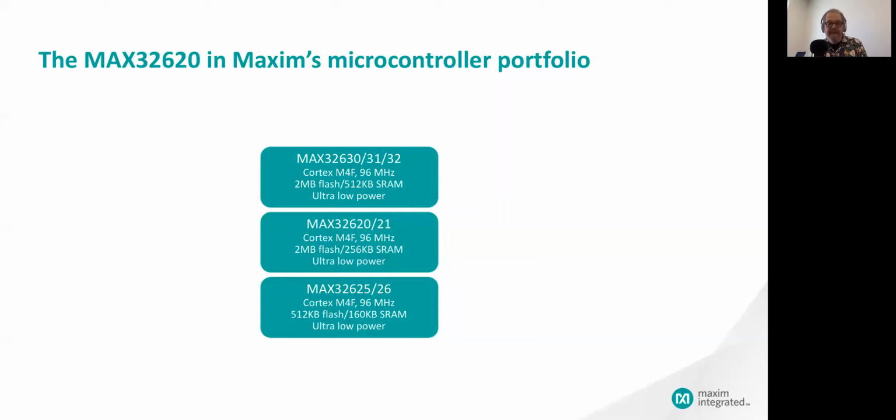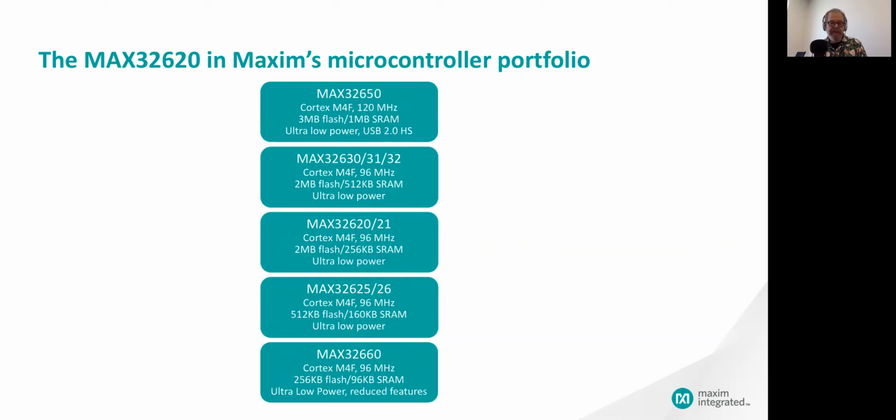But we found that even with this family, there was still room at the top and room at the bottom. And so this year we've introduced two new families, the Max32-660 at the bottom end, still a Cortex M4, but it has a reduced pin count and a reduced feature set compared to the 625. Now, what makes the 660 special is its size. It's just 1.6 millimeters on the side in the wafer level package, and it's under $1 in reasonable quantities.